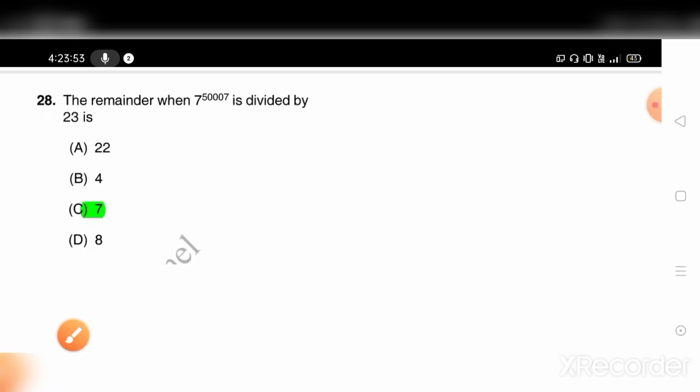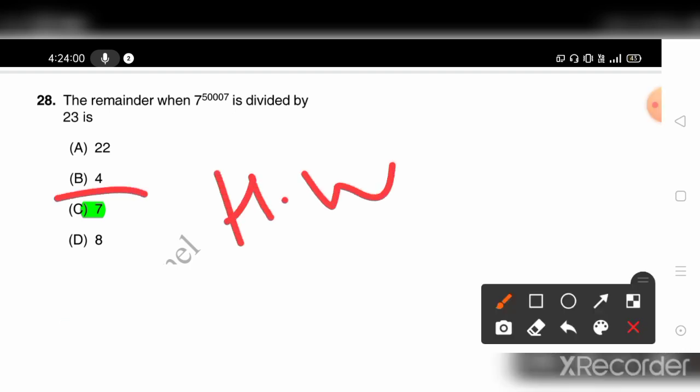The remainder when 7 raised to 5007 is divided by 23. This is for your homework. Option C is the correct one.